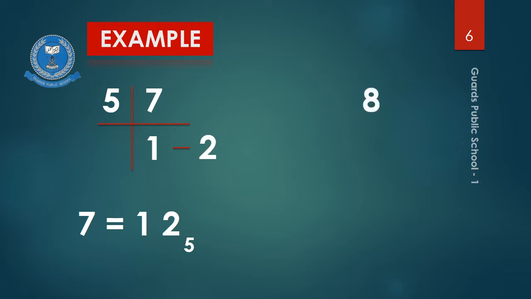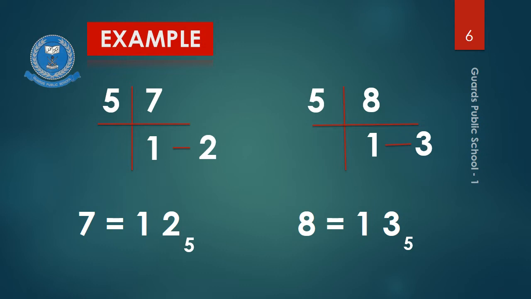One more number, 8, and we are going to convert this 8 into base 5 system. Then divide this by 5. 5 ones are 5 and remainder is 3. Further division not possible. Therefore, 8 is equal to 1, 3 with base 5. We have converted these numbers into base 5 system.